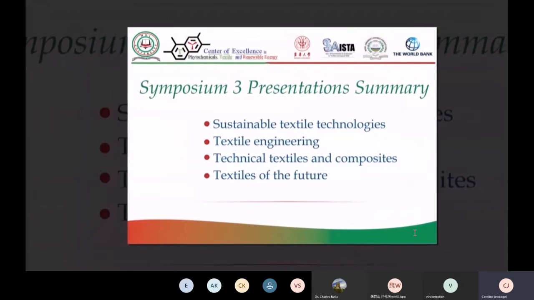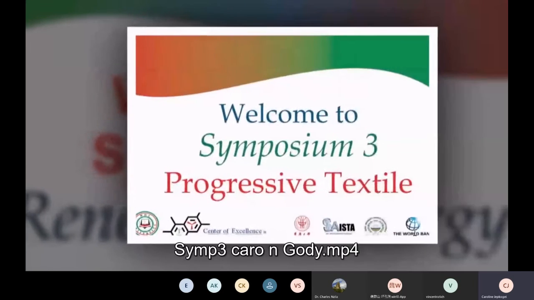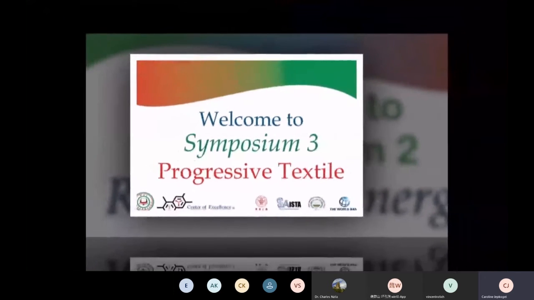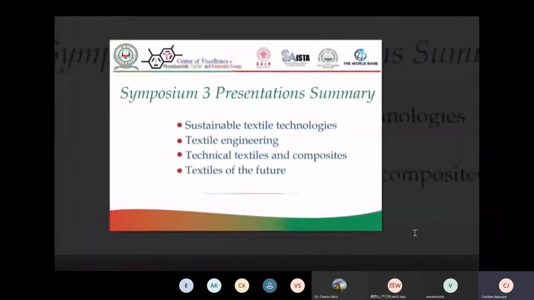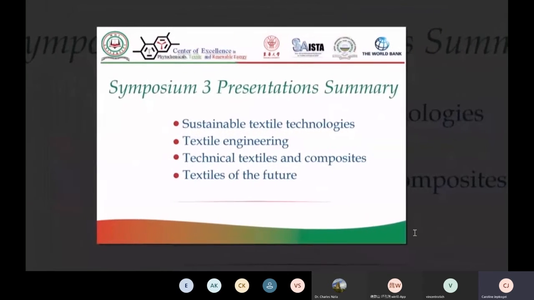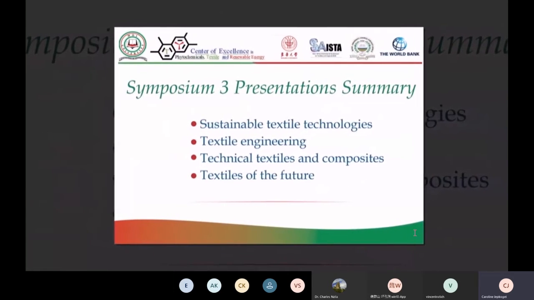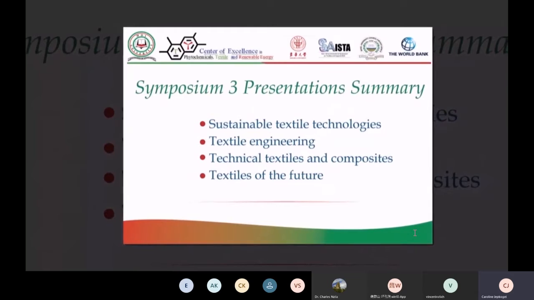Welcome to Symposium 3. The theme of this session is Progressive Textile. The presentations will include Sustainable Textile Technologies, Textile Engineering, Technical Textiles and Composites, Textiles of the Future.